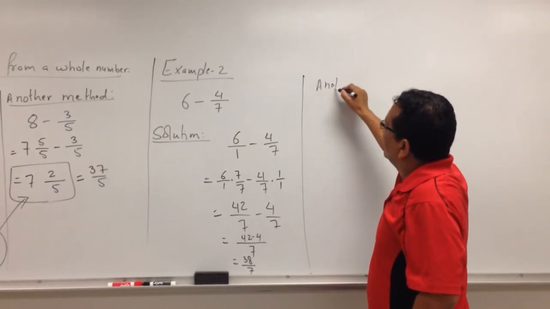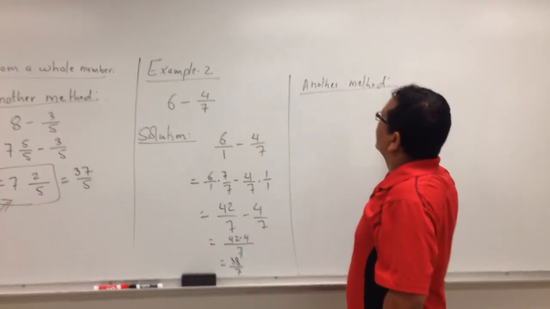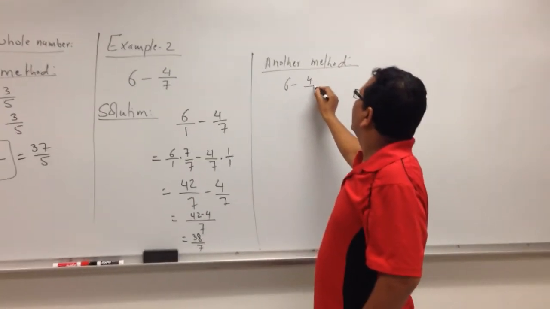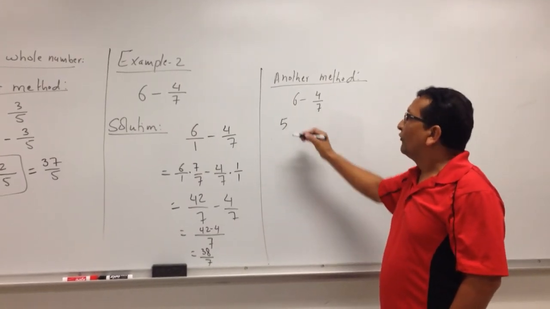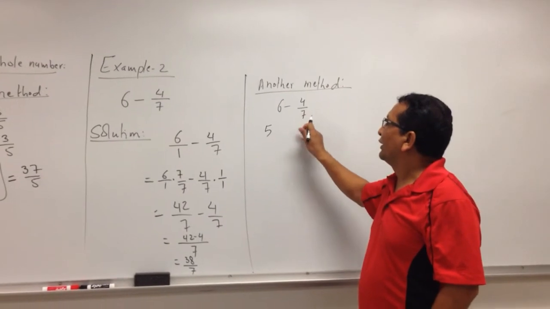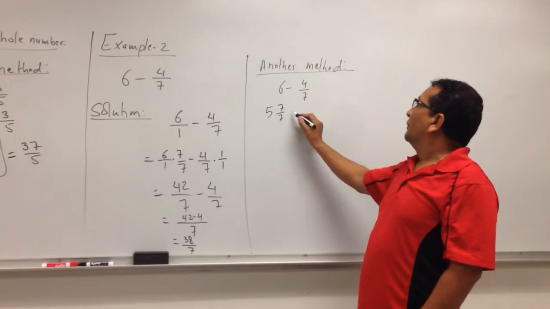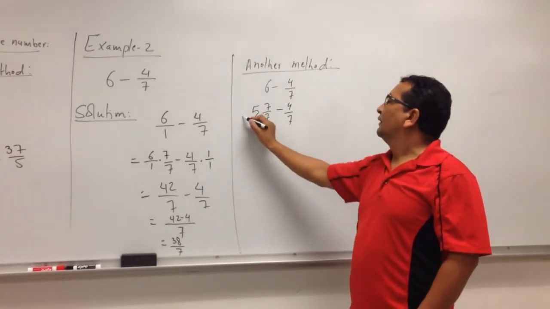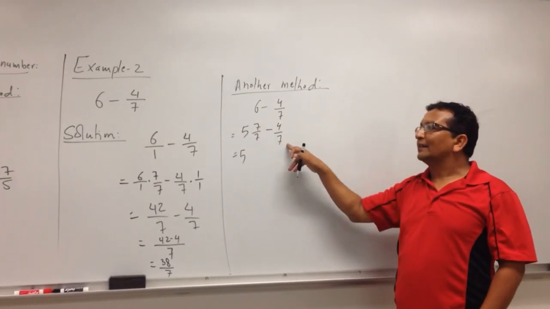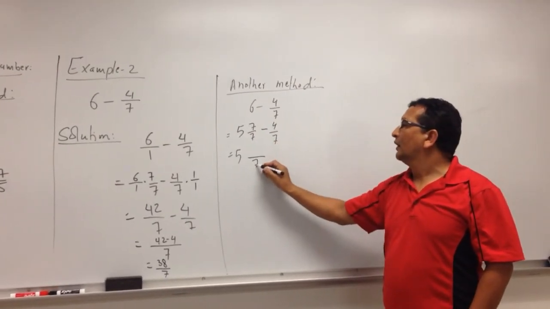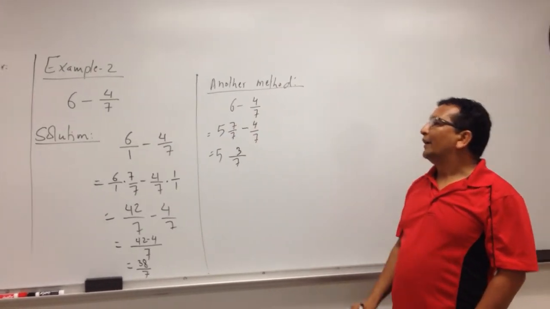I will also show this example with the other method. Another method: 6 minus 4 over 7. We can write 6 as 5 plus 1. To make the same denominator, we write 1 as 7 over 7, minus 4 over 7. Now subtract these two fractions. Both fractions have the same denominator 7, and in the numerator 7 minus 4 is 3, so we get 5 and 3 over 7.